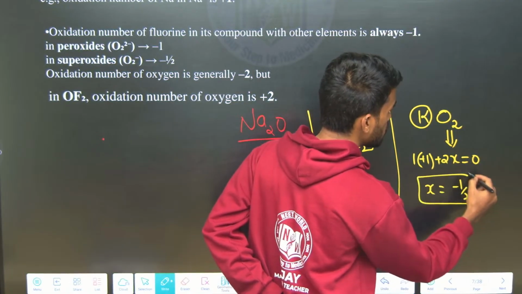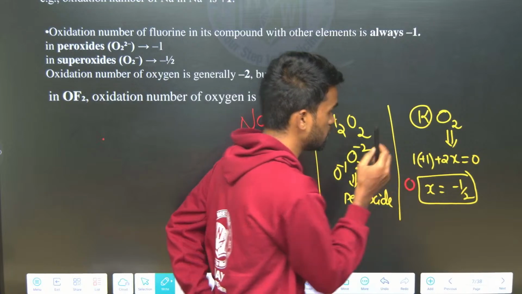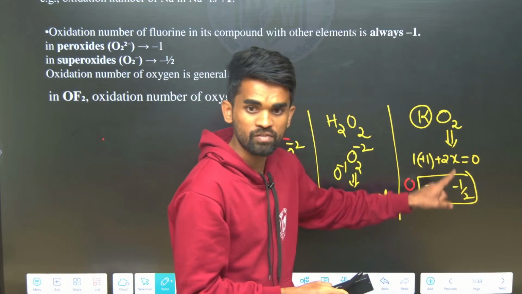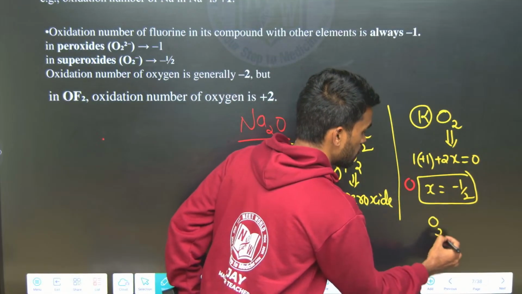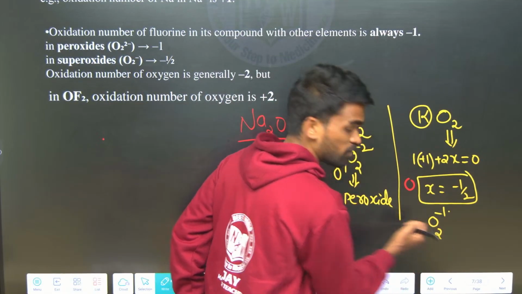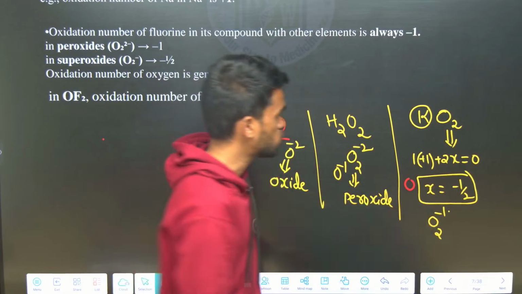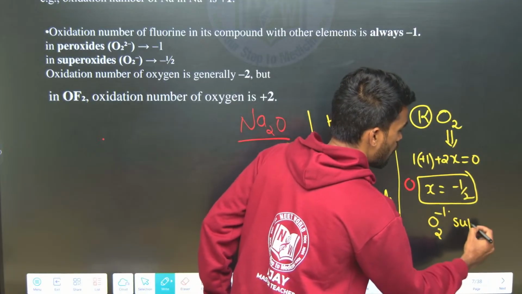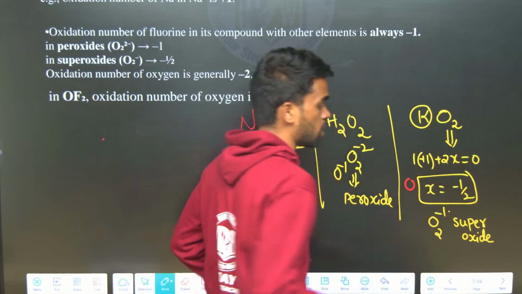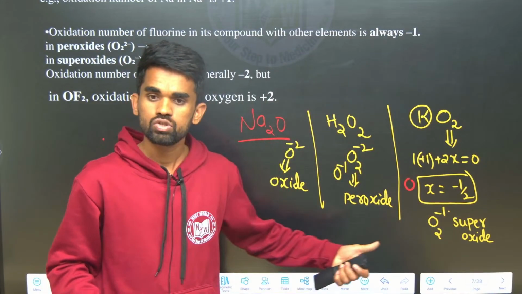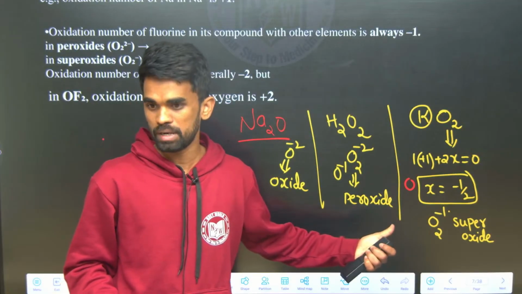So whenever you get -1/2 as the oxidation state of one oxygen atom here, see, for 2 it will be -1, for 1 it will be -1/2. So for an oxidation state of -1/2, like -half for one oxygen atom here, that should be called a superoxide. So you have 3 types of oxides: oxides, peroxides, superoxides. Different oxidation states, different names. You should remember this.